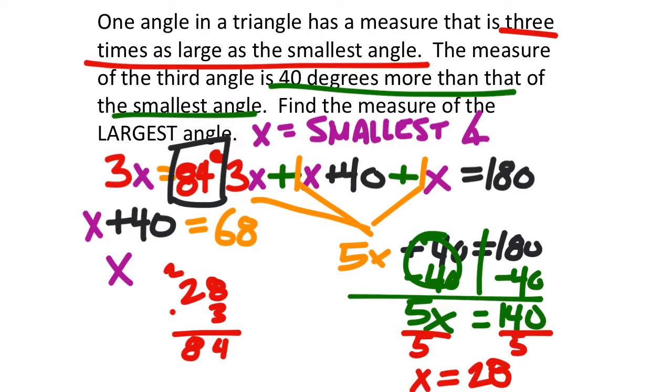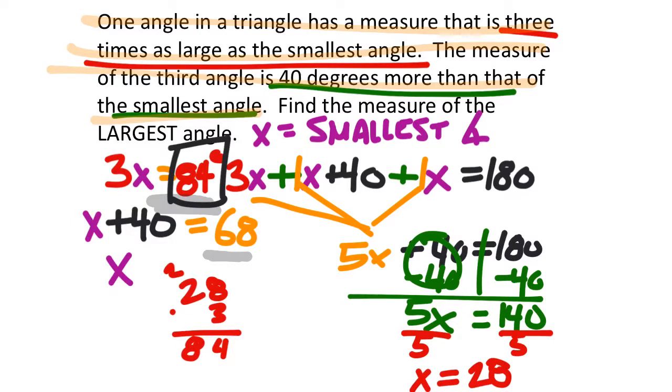And again, I did label it in degrees. You could just write out degrees if you want. But 84 is definitely a bit bigger than 68. Now, we should just double check a couple things, right? So, we already know that 84 is 3 times the 28. And 68 is 28 plus 40, the smallest angle plus 40, which were the first two sentences that they gave us, right?